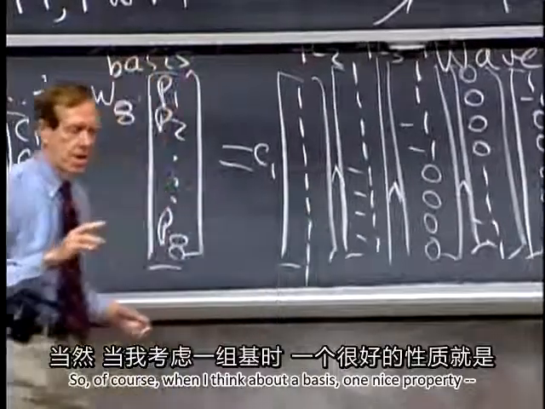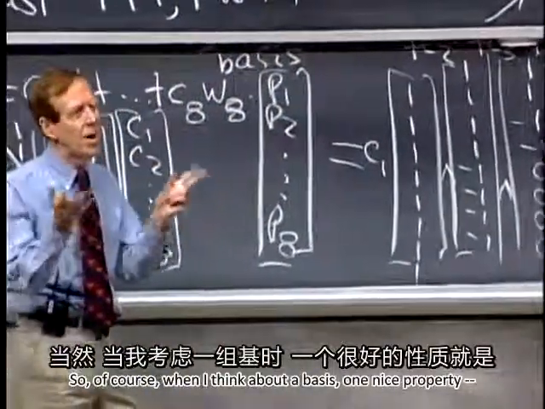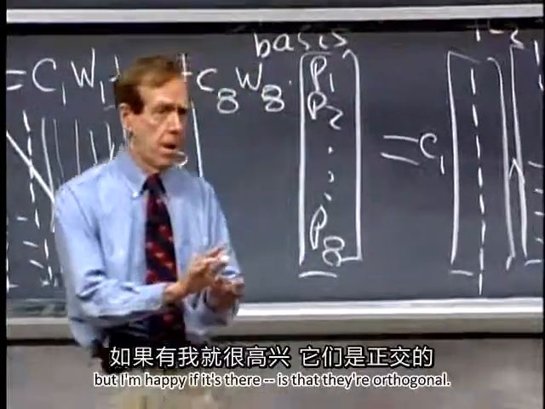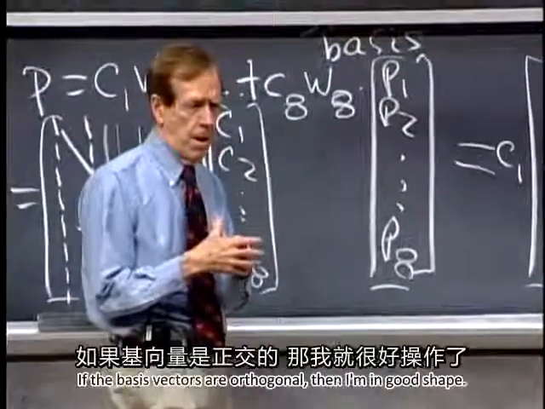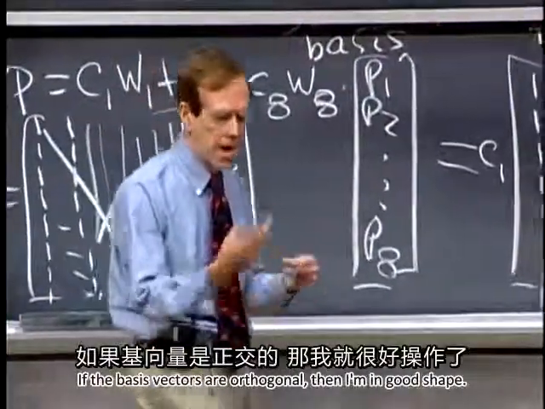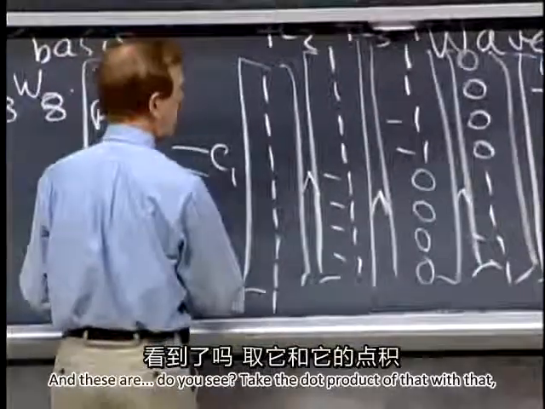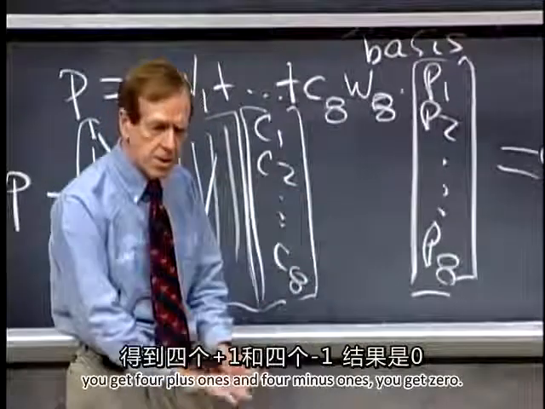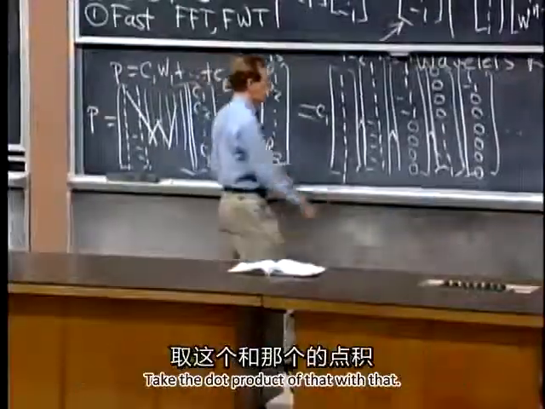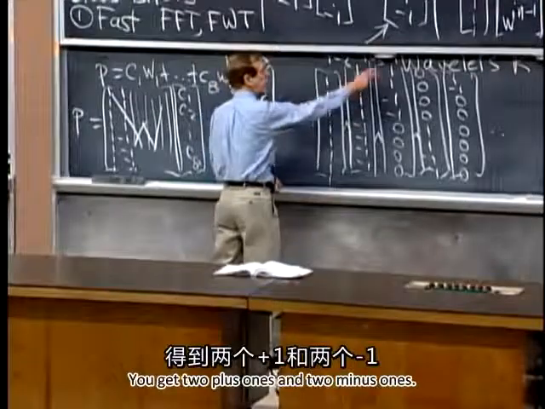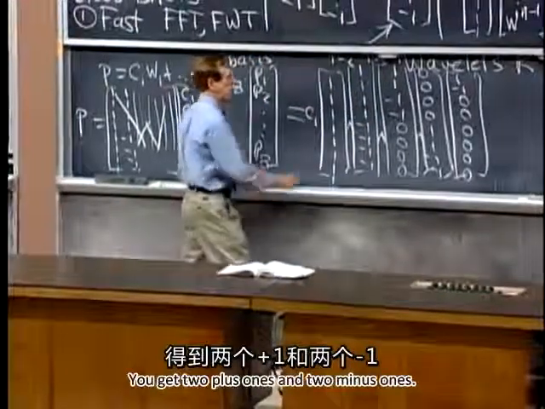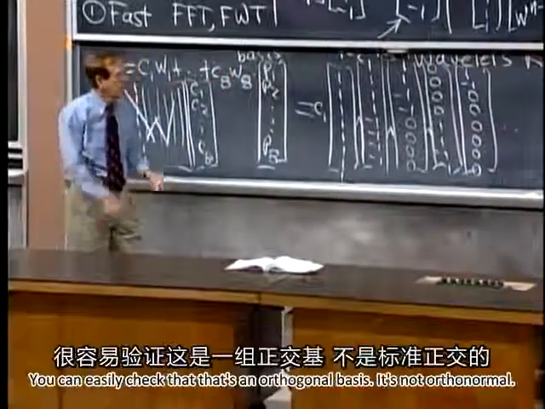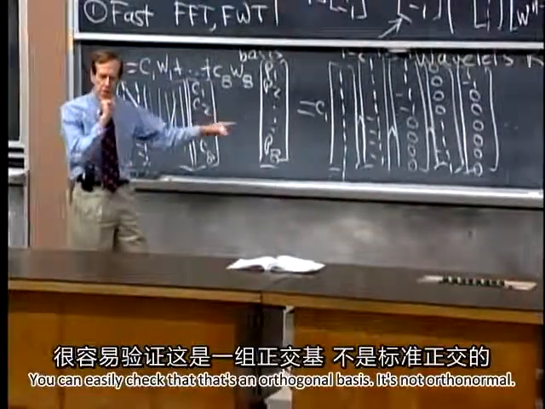So, of course, when I think about a basis, one nice property, I don't have to have it, but I'm happy if it's there, is that they're orthogonal. If the basis vectors are orthogonal, then I'm in good shape. And these are. Do you see that? Take the dot product of that with that. You get 4 plus 1s and 4 minus 1s, you get 0. Take the dot product of that with that. You get 2 plus 1s and 2 minus 1s. Or the dot product of that with that, 2 plus 1s and 2 minus 1s. You can easily check that that's an orthogonal basis.